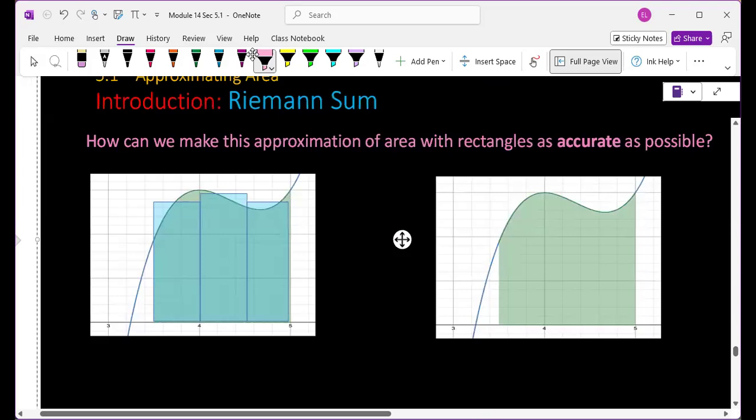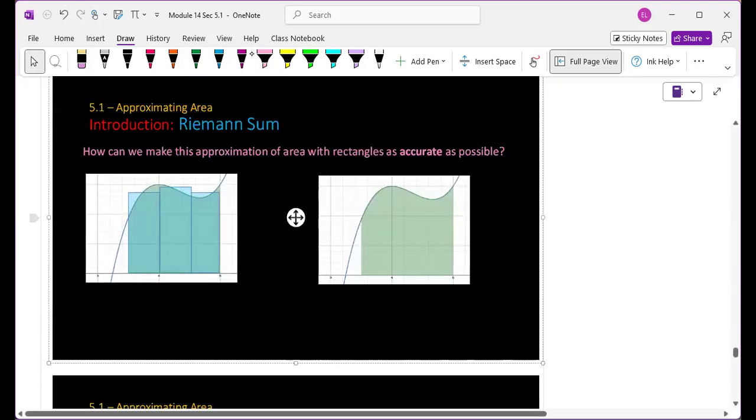So with n equals 3, this is very clunky. So to make this area more accurate, if we subdivide it and make more rectangles, then the amount over or under we are gets smaller. But we have to do more work.